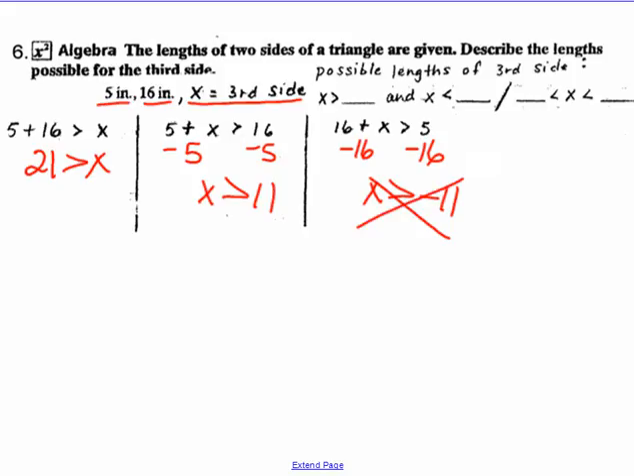So if we look at the blanks up here, and at the statements here, x is greater than 11, and x is less than 21. So the side has to be between 11 and 21 units long.